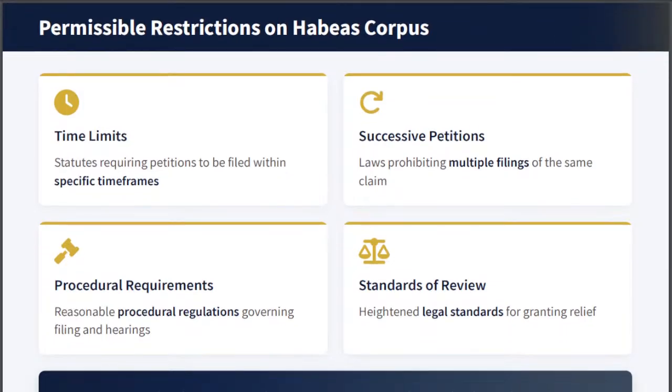Permissible restrictions on habeas corpus. There are time limits, so these are permissible depending on your state: statutes requiring petitions to be filed within specific time frames. Successive petitions: laws prohibiting multiple filings of the same claim. That is a permissible restriction, but by state statute.